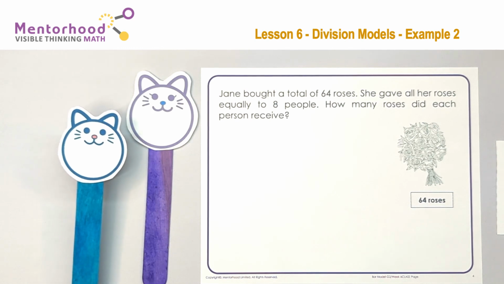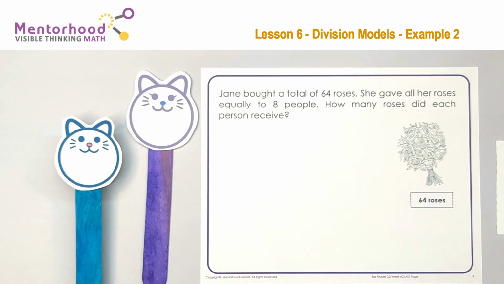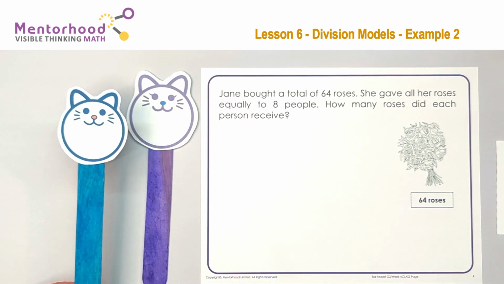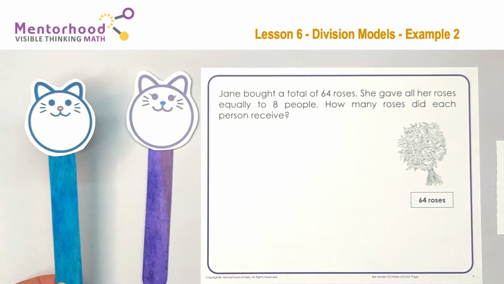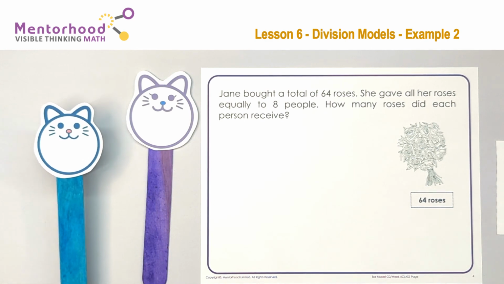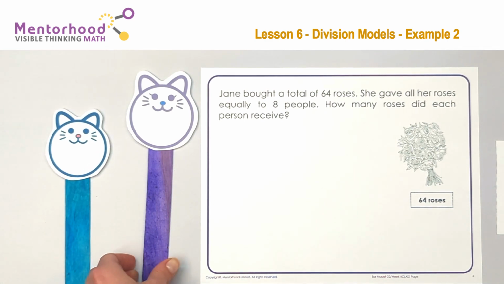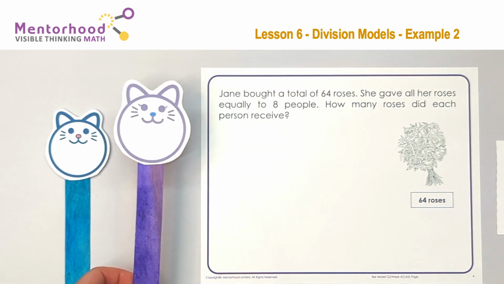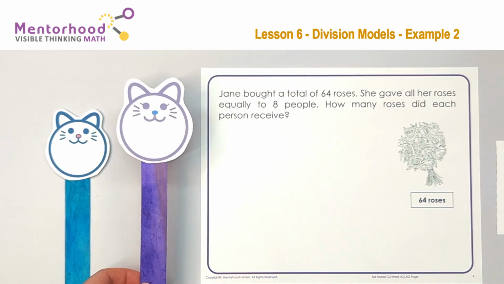Yeah, she gave all of her roses equally to 8 people. But we don't know how many roses each person got, so all we know is the number of people. So that's the number of groups. That's right. Let's draw our model. This time we can draw 8 boxes.